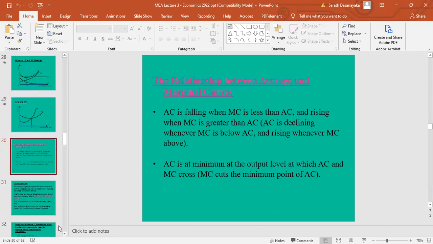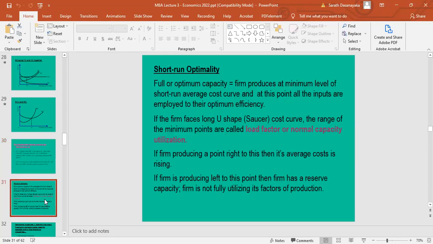Then you can see the relationship between the average and the marginal curves. Average cost is falling when marginal cost is less than average cost, and rising when marginal cost is greater than average cost. That means AC is declining whenever the marginal cost is below average cost, and rising whenever marginal cost is above it. Average cost is at its minimum at the output level at which average cost and marginal cost cross. That means MC cuts the minimum point of the average cost. These are mathematical relations. This is very clearly explained in the handout which I gave to you.